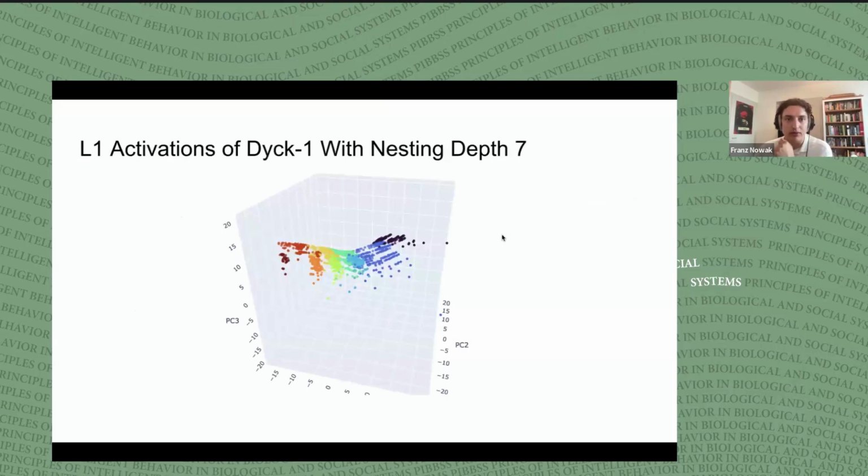And then let's look at some activations. Here we have a two-layer transformer, which is the smallest transformer that learns the task very well. And in the first layer, we look at how the residual stream activations look in PCA. And we have nesting depth of 7, so we need to model 8 states.